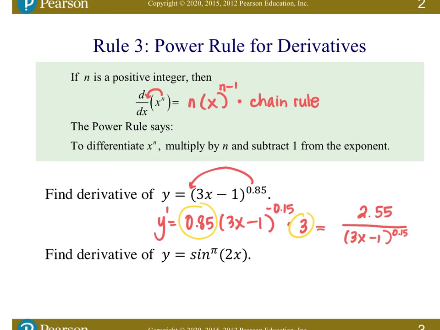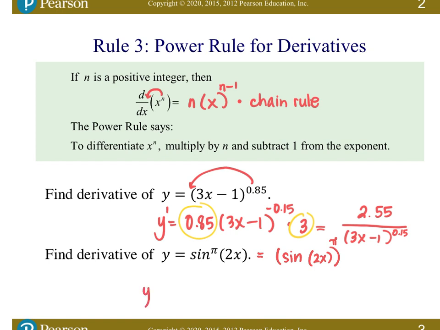The next problem is also a power rule problem. It doesn't look like it because it's not written the right way. So we would want to write this as sine parentheses 2x, and then outside of the entire parentheses is going to go pi. Now we know this is a power rule because pi is a number, just like 0.85 was a number. When the power is a number, any kind of numerical value, whether it's rational or irrational, if the power is a number, then we use the power rule.